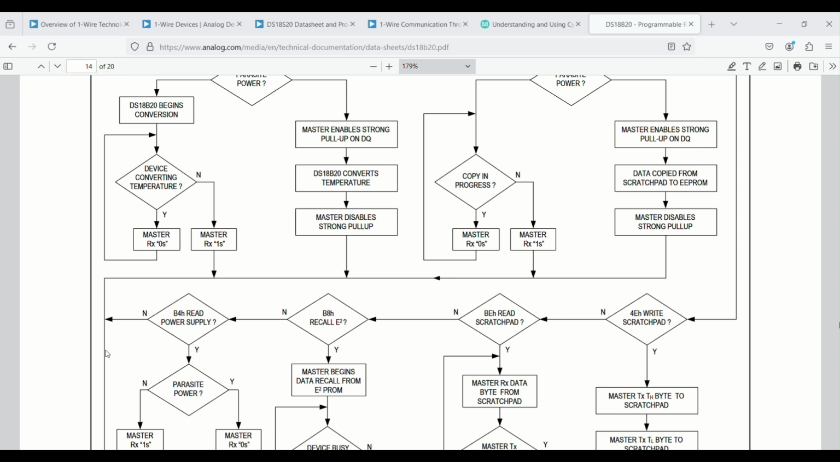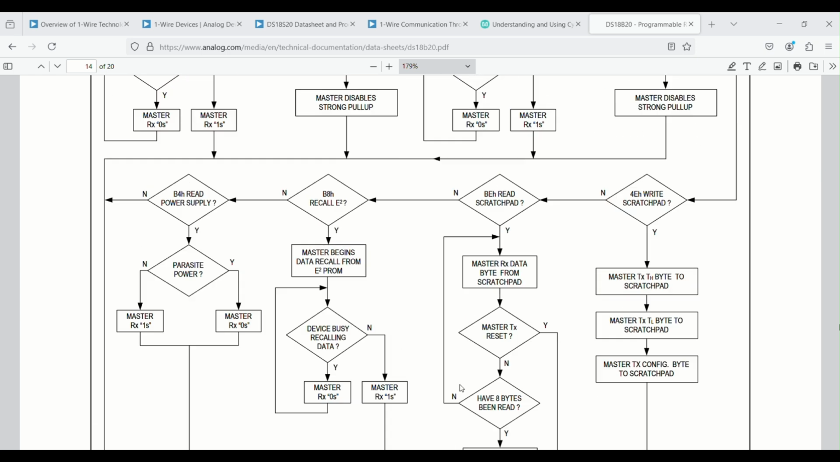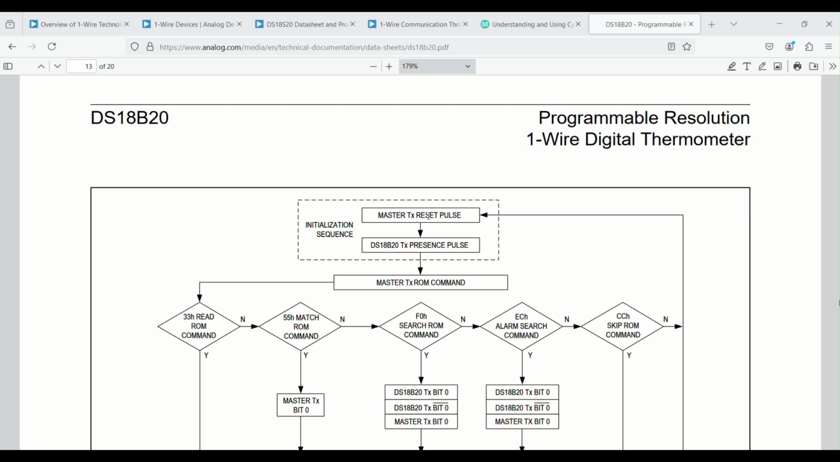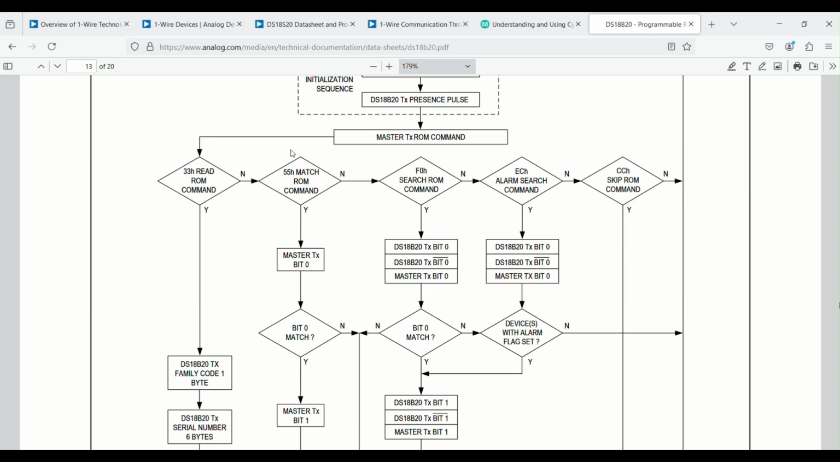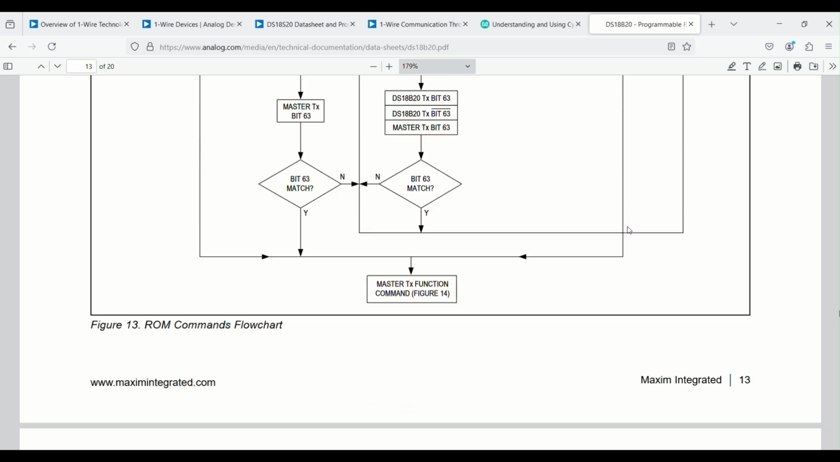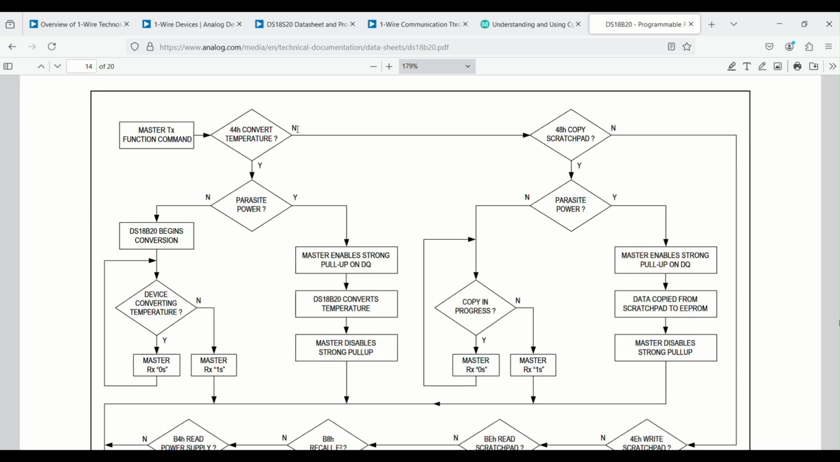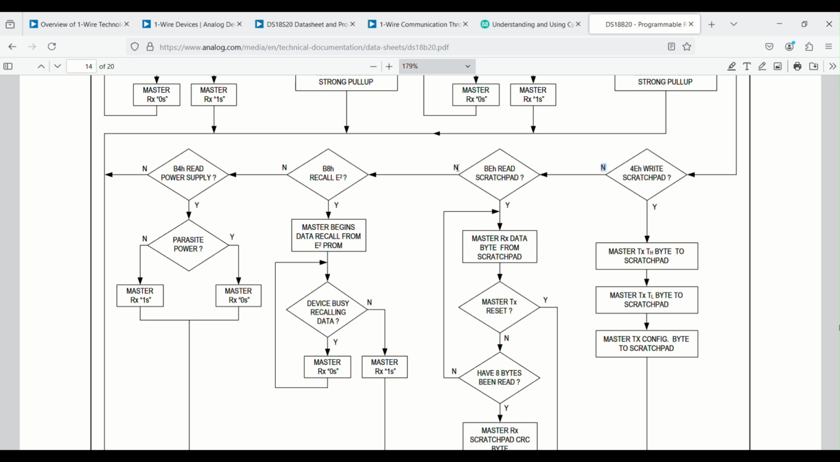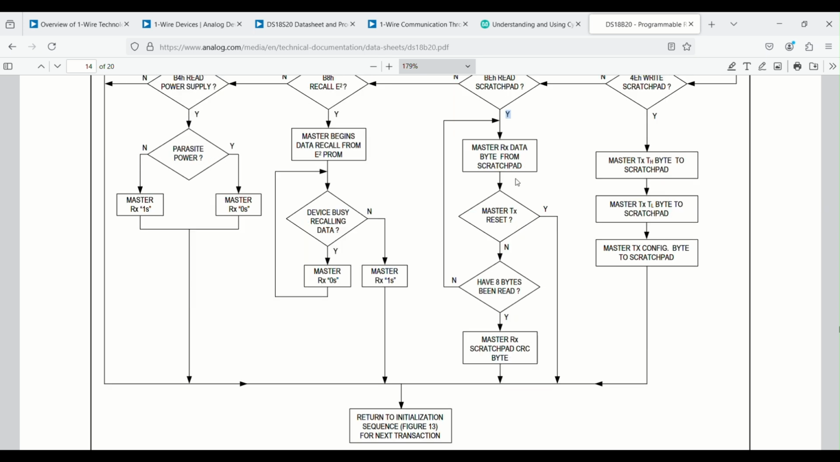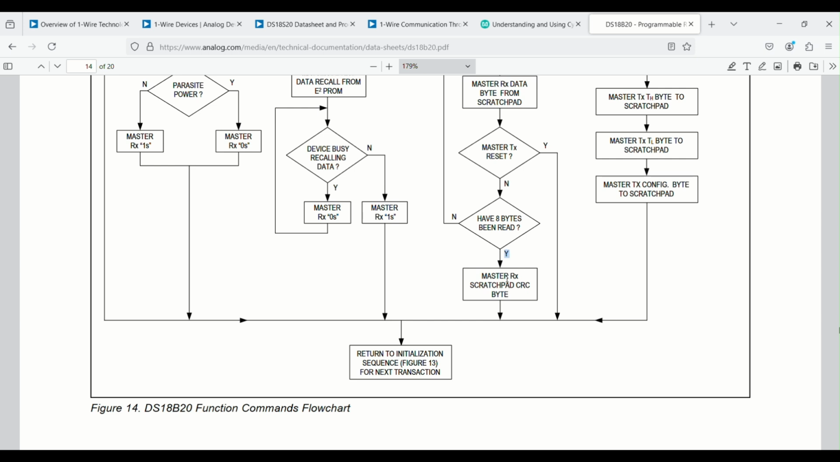And again, the initialization sequence will take place. So again, reset, presence, Skip ROM command. And then we'll be moving on to the Read Scratchpad function command. So Read Scratchpad, then we'll be reading all the 8 bytes and eventually the CRC byte. Then we'll again exit. You can also have a look at the example available at the bottom of the datasheet. Somewhat similar to what we'll be trying to do.